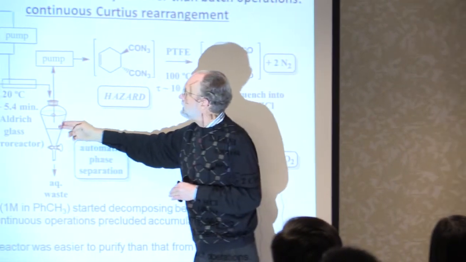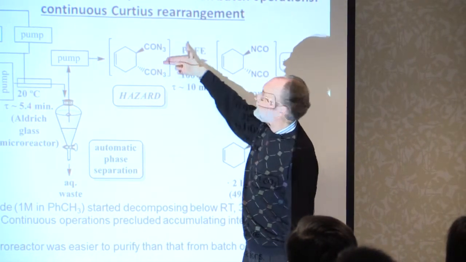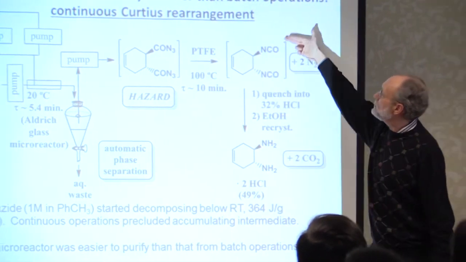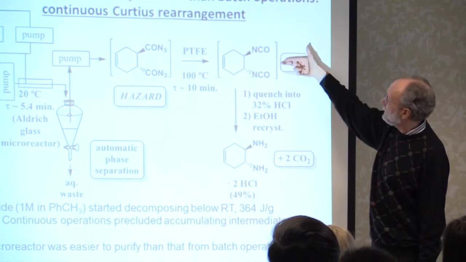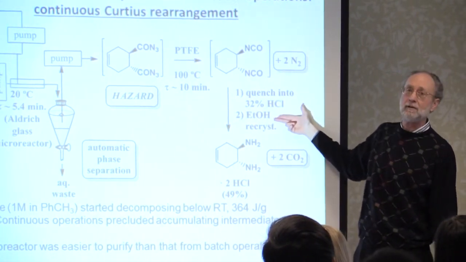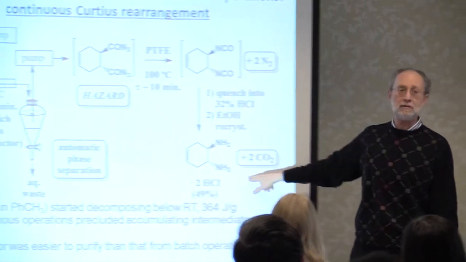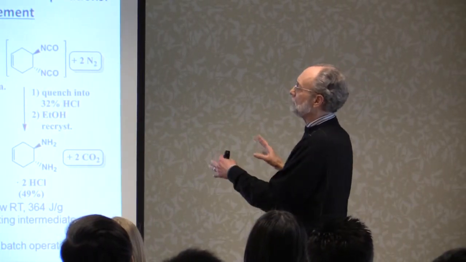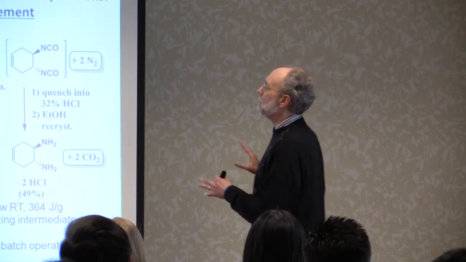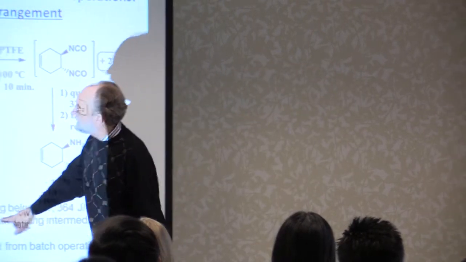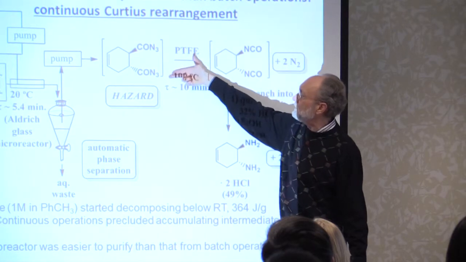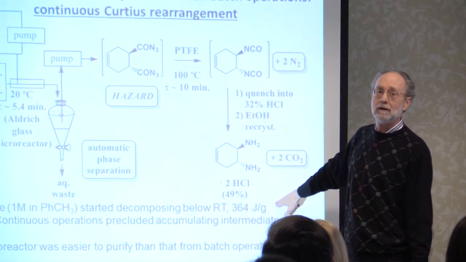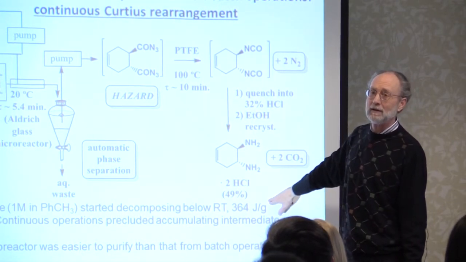The aqueous phase is just waste. The organic phase is the alkyl azide. This then is heated to generate the bis-isocyanate, and then this is automatically quenched into aqueous HCl and crystallized to give the bis-hydrochloride salt. So that's how all of this fits together. Why they did this, though, is because the bis-azide, acyl azide, started decomposing below room temperature. And it was quite exothermic decomposition.